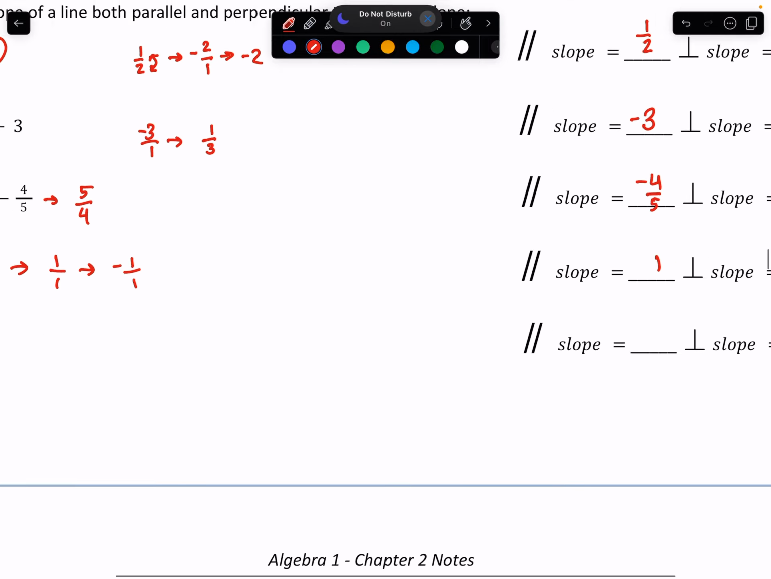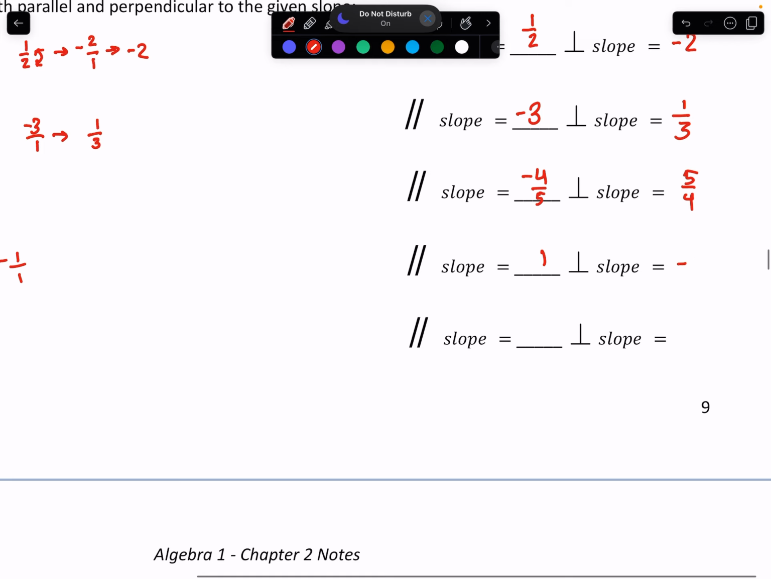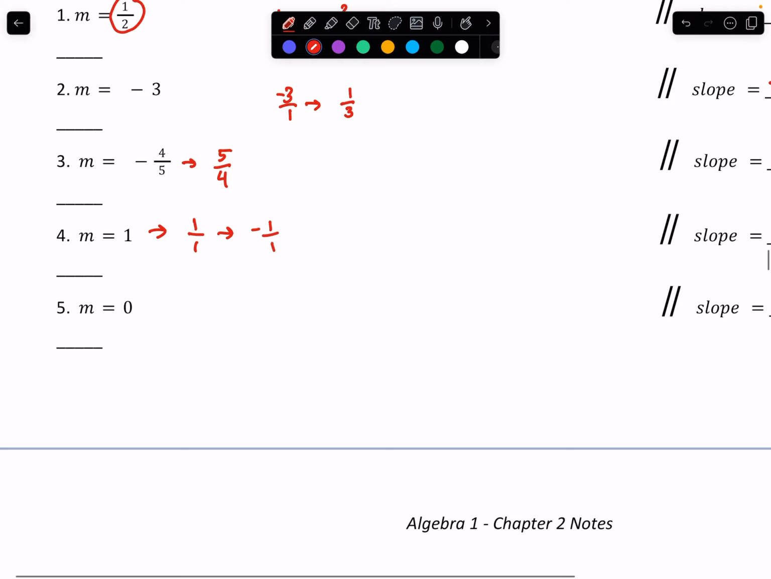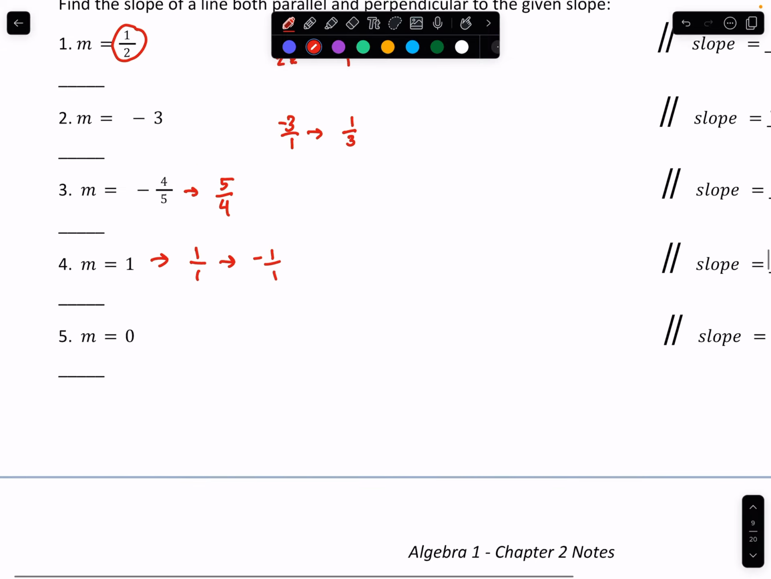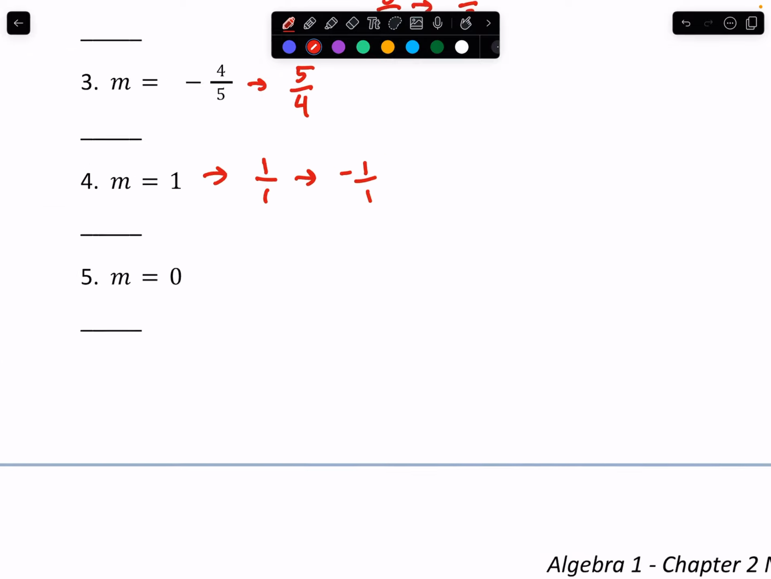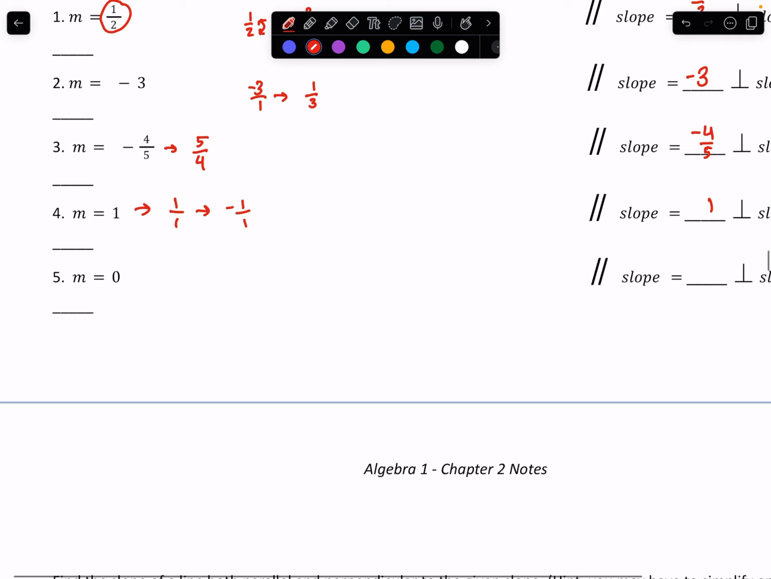Right? So that means my perpendicular line is going to have a slope of negative 1. Okay. This is where it's going to be a little bit different. If you have a slope of 0, the parallel line is also going to have a slope of 0, right? Because it's the same slope.